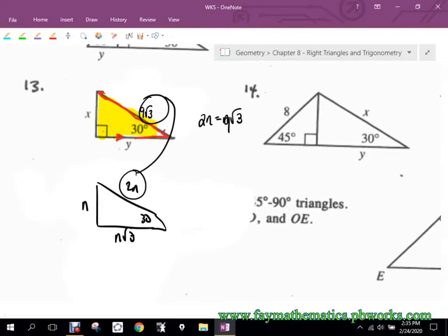Divide by 2. So n is 9 radical 3 over 2. And that ends up being the side that's opposite 30, because that's what we see in our template down here. The side opposite 30 is n. So for us, that distance right there is 9 radical 3 over 2.